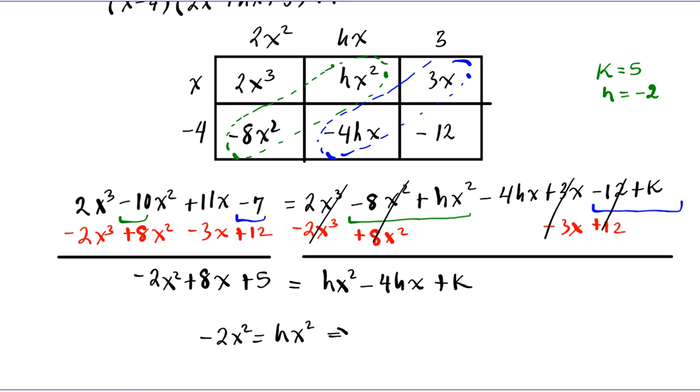That follows hx squared, which follows that h must be negative 2, the coefficient of the second degree term. And then comparing the constants, we automatically have k is equal to 5. Alright, so there goes our answers. h is negative 2 and k is 5. Let's go ahead and box that.